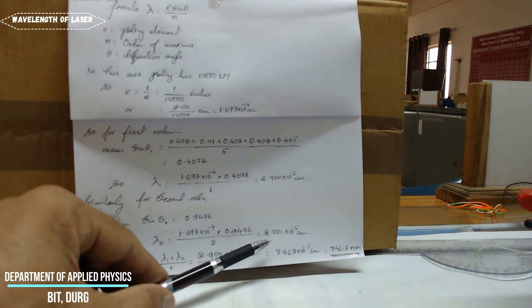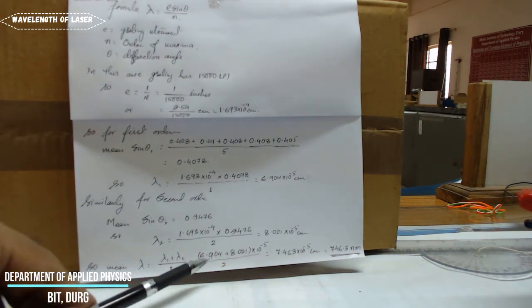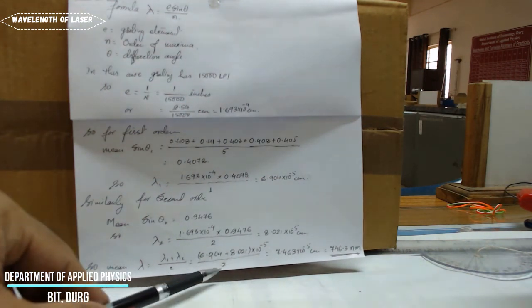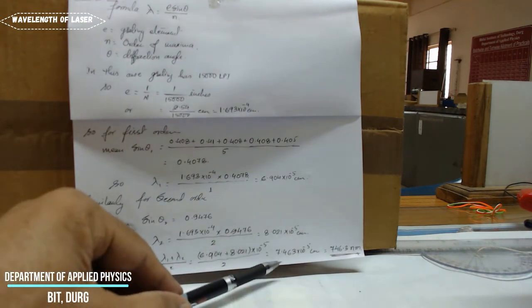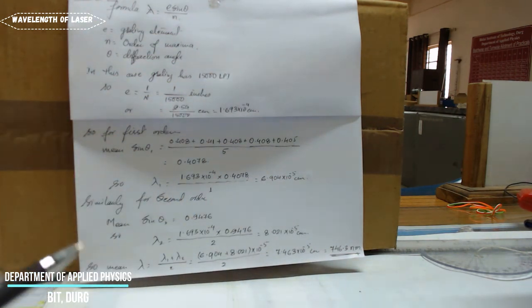Now I have to take the average mean value of the lambda as calculated for the first order and second order. So it is lambda 1 plus lambda 2 divided by 2. It becomes equal to 6.904 plus 8.021, whole multiplied by 10 raised to minus 5, divided by 2, which comes to be equal to 7.463 into 10 raised to minus 5, which is equal to 746.3 nanometers. So that's all for the calculation part of this experiment, and I think that now you are never going to make any mistake if you perform this experiment in the lab.